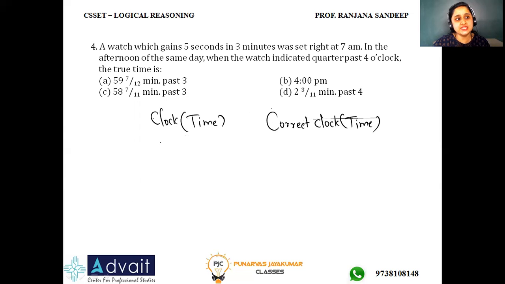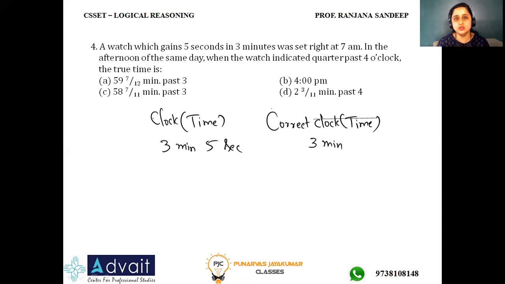So a watch which gains 5 seconds in 3 minutes was set right at 7 a.m. Just forget about this 7 a.m. for now. The watch gains 5 seconds in 3 minutes. Okay. So in the correct clock, if the time is 3 minutes, then in the actual clock, in the given clock, the time will be 3 minutes 5 seconds, correct? Because there is a gain.